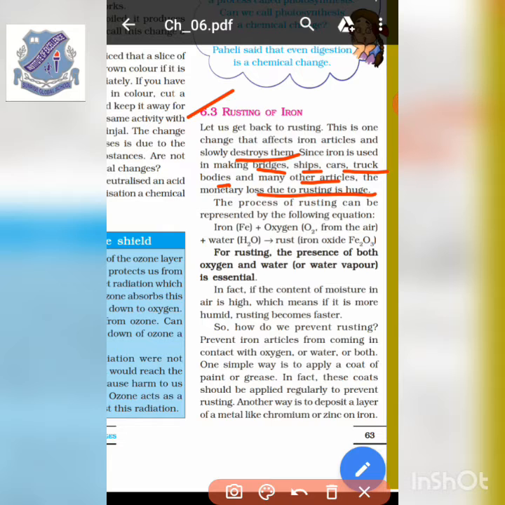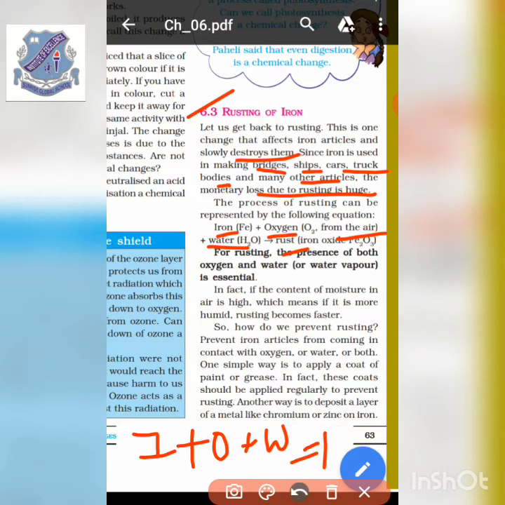The process of rusting can be presented as follows. So this is the equation of the process of rusting of iron. Iron plus oxygen, that is from the air, plus water gives rust. So first of all you have to see that iron plus oxygen plus water. Water comes from the humidity or from the contact of iron with water. This gives rusting of iron.